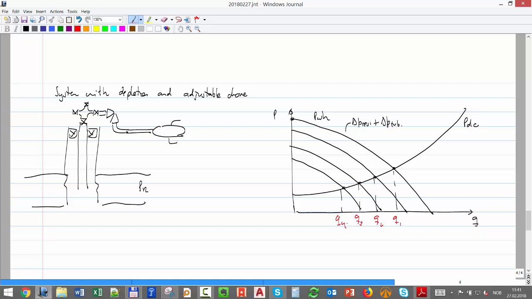Okay, now I ask you, let's say we are producing our field in plateau mode. Okay, and let's say I decide for some reason my plateau rate has to be this rate, Q plateau. According to this diagram, what do I have to do first?